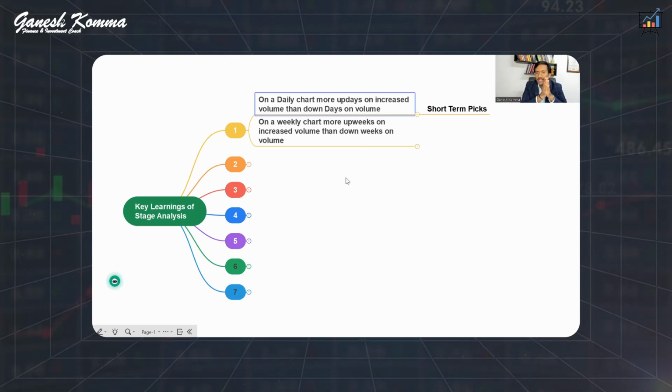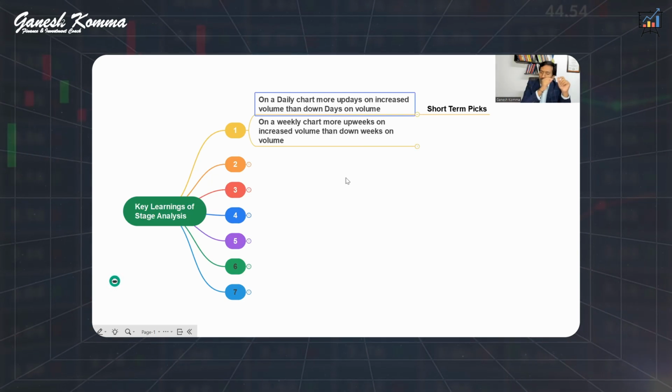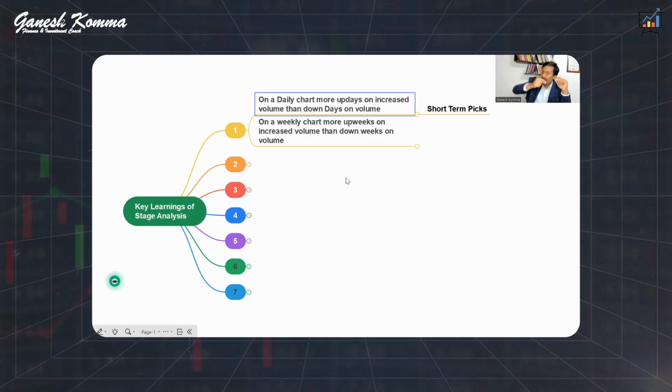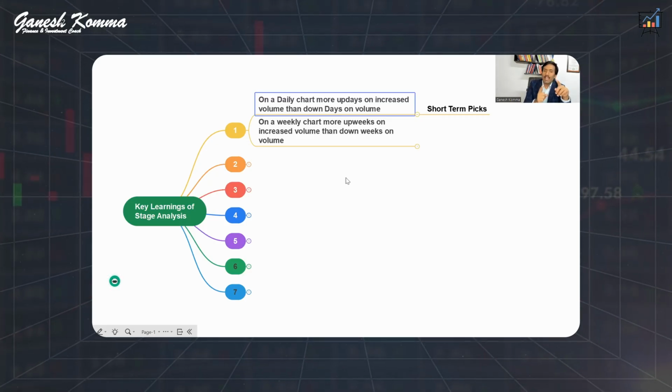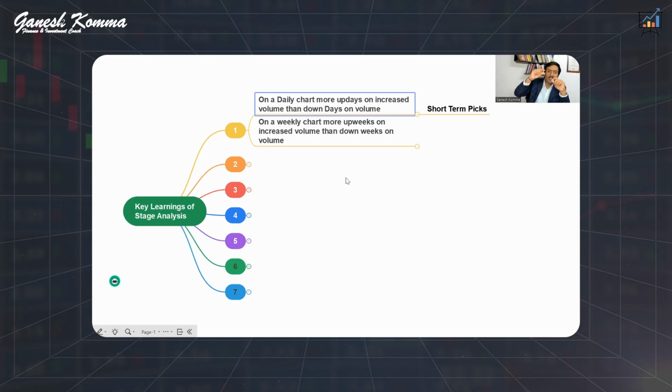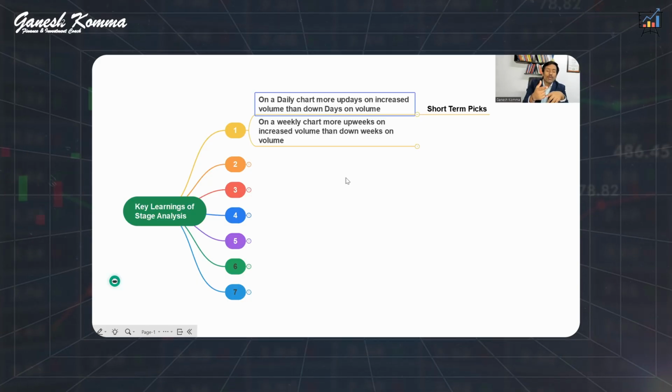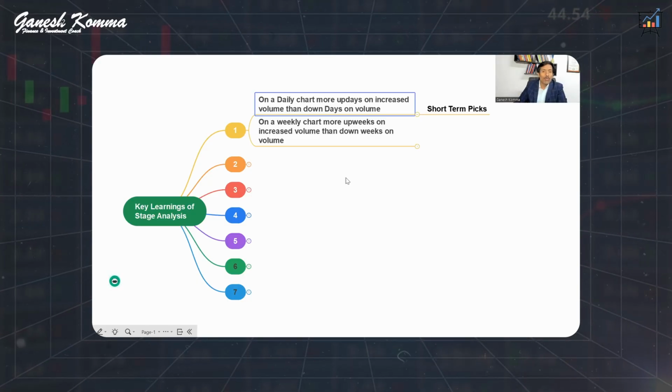What do you mean by up days? Every stock will have a zigzag movement. It's not that every day it will advance in price. It will have some down days also. For a stock to be in a trend, the number of increasing or up days should be more than the decreasing days, and they should come with more volume.